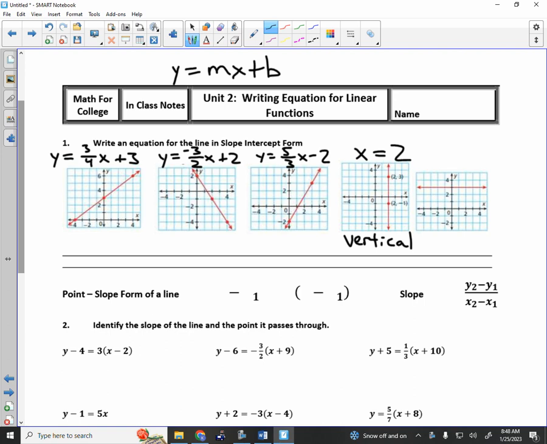And for the next one, this is a horizontal line. And if it's a horizontal line, it has the equation of y equals, because as you look, the y value is always what? 3. So that's one that people sometimes get confused. Now, when we look at the graph, it's pretty simple.